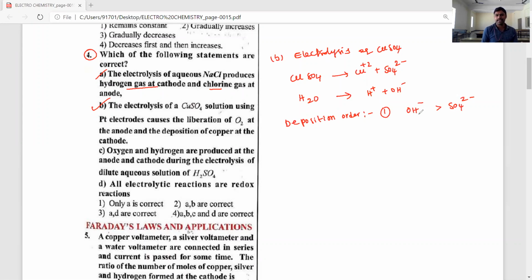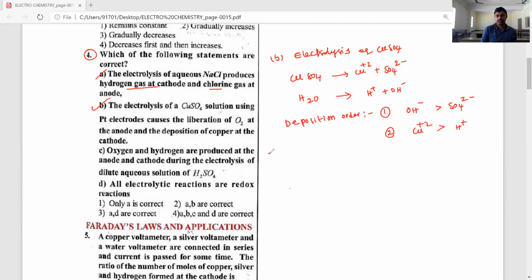That's why this OH minus ions can be oxidized to liberate oxygen gas. The second one is H plus and copper. If copper 2 plus is present, then it can be easily deposited when compared to H plus ions. Already in the first question, and in the second question, I gave the order of cations and anions.